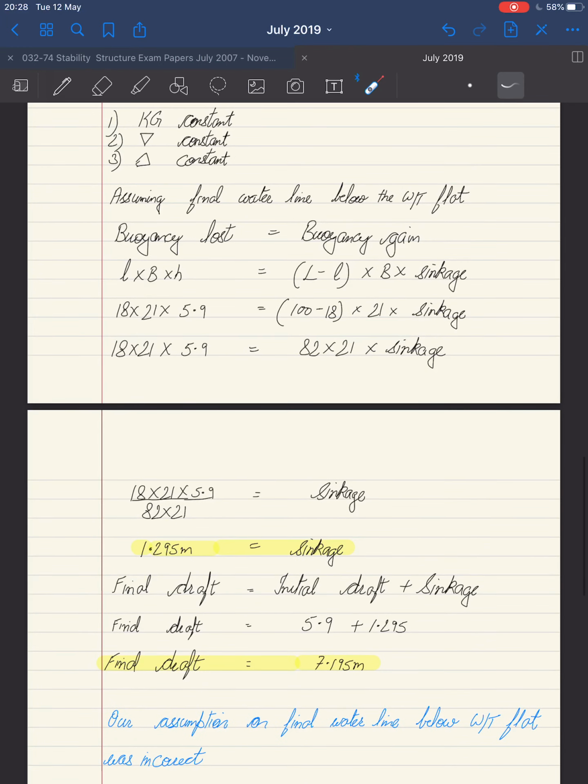Now we know our initial draft and we know our sinkage, so we can calculate the final draft. Final draft is equal to initial draft plus sinkage. So final draft is equal to 5.9 meters, which was given in the question, plus sinkage of 1.295 meters, which has come from this place, which gives us the final draft as 7.195 meters. Now the next thing we need to do is to plot this draft on our diagram. So let's move back to our diagram.